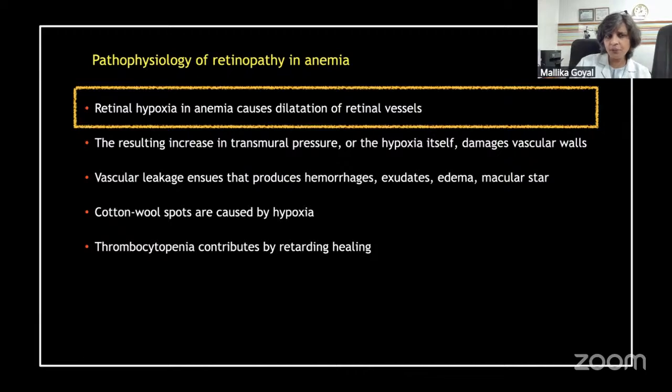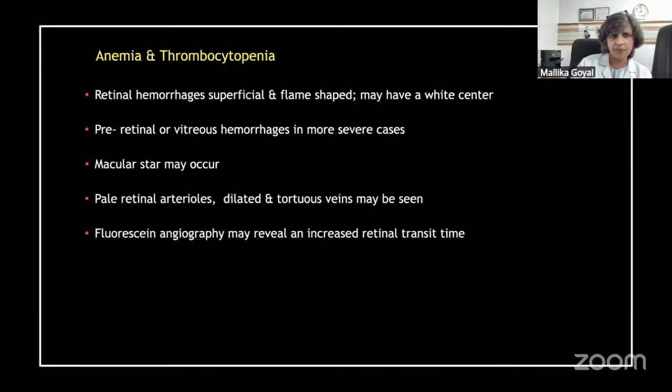Now, why does retinopathy happen in anemia? It is because of retinal hypoxia, which leads to dilatation of the retinal vessels. This leads to increased transmural pressure. This pressure and the hypoxia damage the vessel wall, leading to vessel wall leakage, hemorrhages, exudates, edema, and cotton wool spots are caused by the hypoxia. Thrombocytopenia contributes by retarding healing.